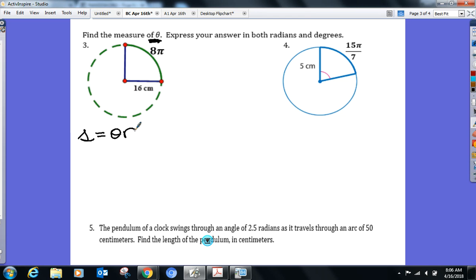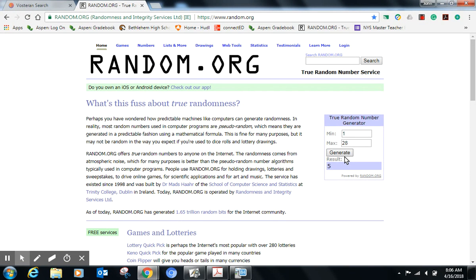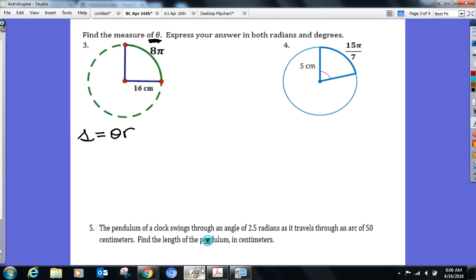Okay, S is arc length. Arc length on this one. What's my arc length now? 8 pi equals the central angle, which I'm trying to find, times 16.